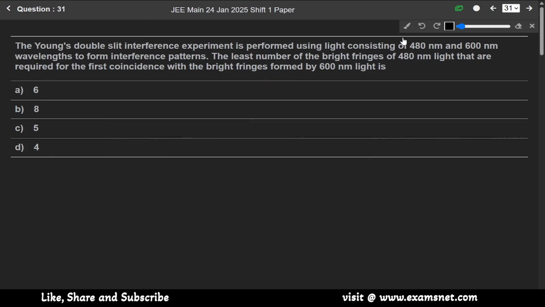Okay. The least number of the bright fringes of 480 nanometer light that are required for the first coincidence with the bright fringes formed by 600 nanometer light is. Okay. So we have to find the least number of bright fringes. So in this question, 480 nanometer is wavelength lambda 1 and 600 nanometer is wavelength lambda 2.